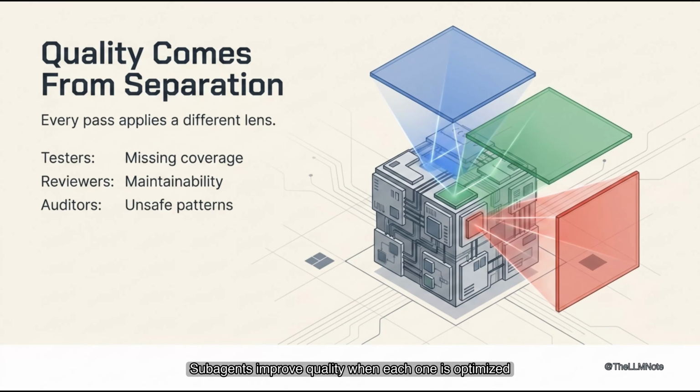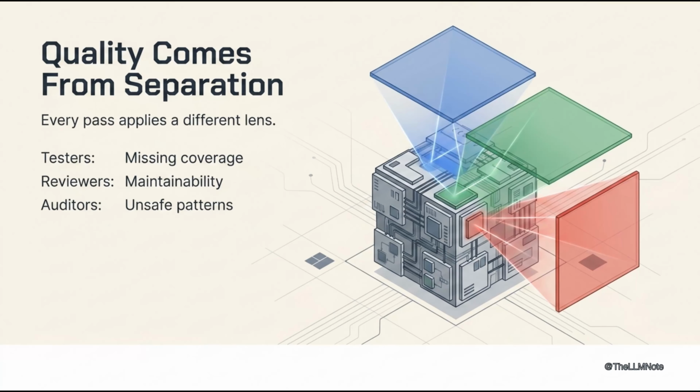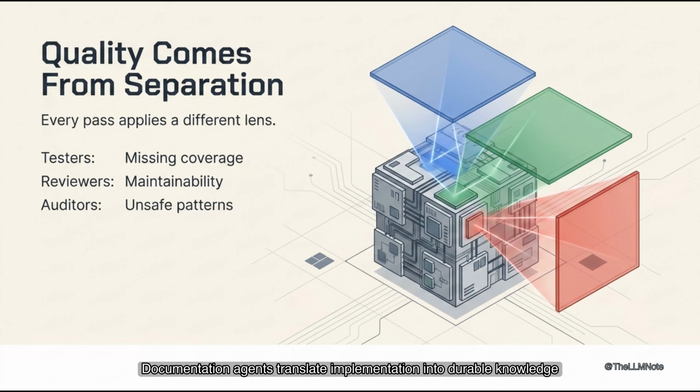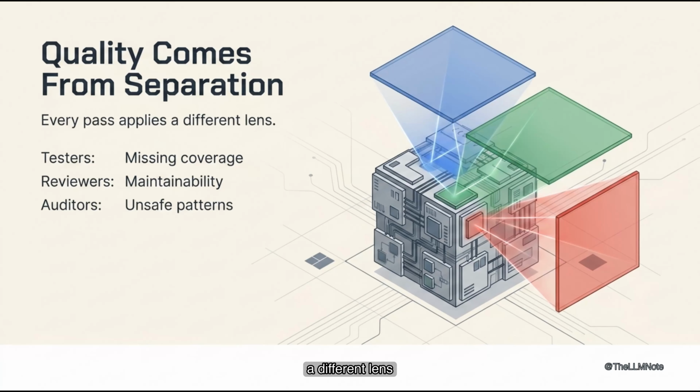Subagents improve quality when each one is optimized for a failure mode. Testers look for missing coverage. Reviewers inspect maintainability. Security auditors search for unsafe patterns. Documentation agents translate implementation into durable knowledge. The system becomes stronger because every pass has a different lens.